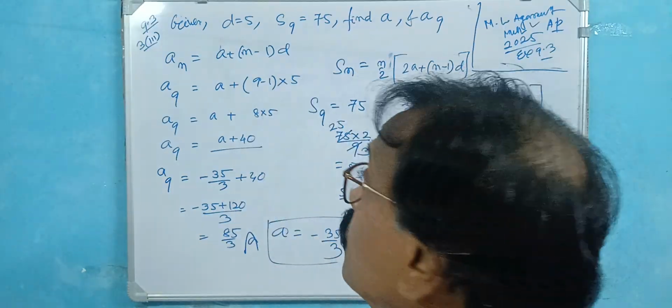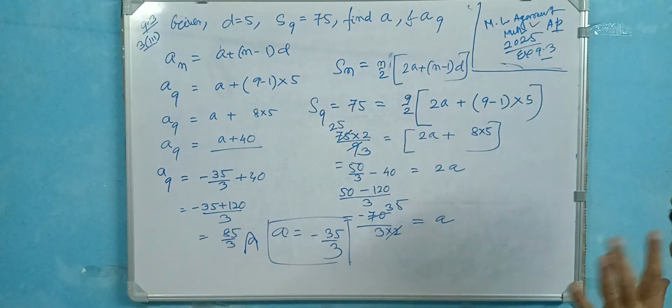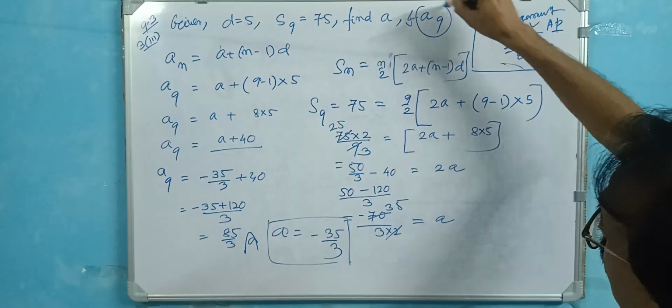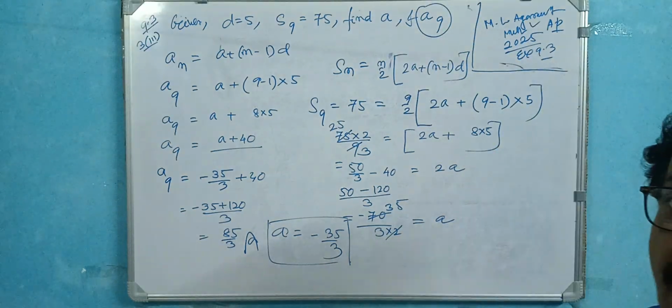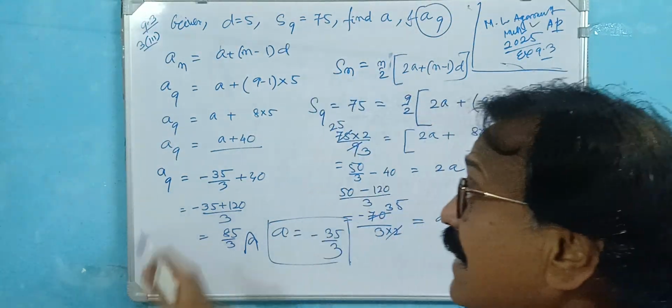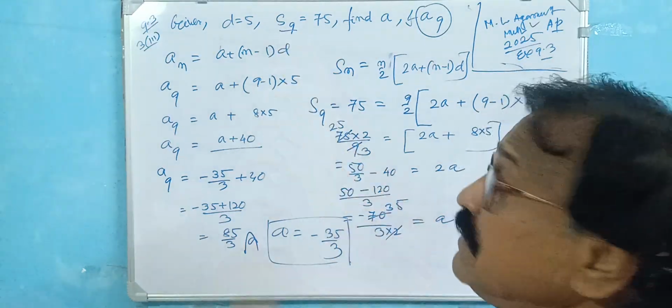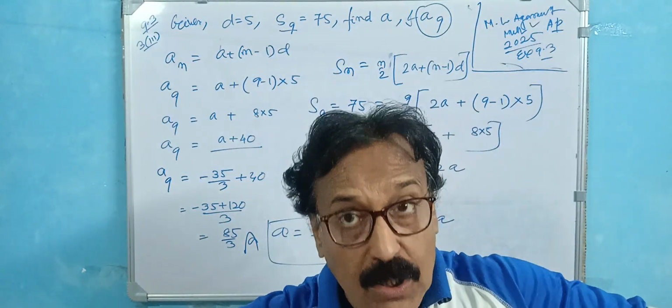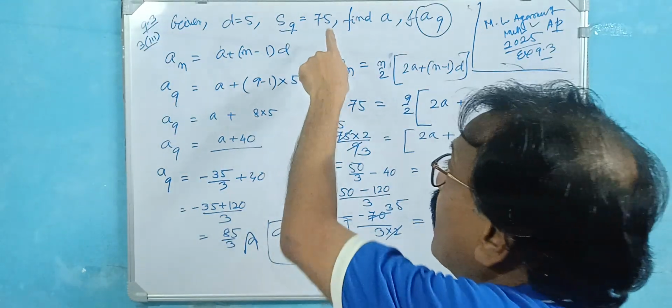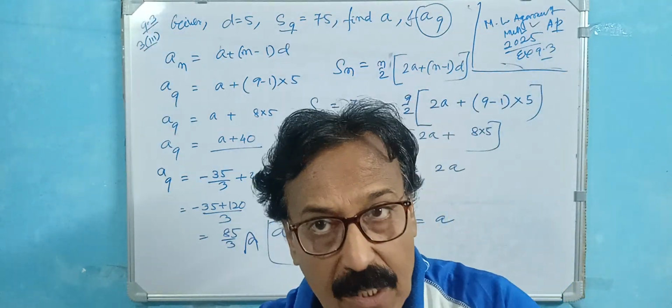This is very clear to you. The very important thing is this: a9 means the value of the 9th term, and S9 means the sum of the total 9 terms. What is the value of the sum of the total 9 terms?